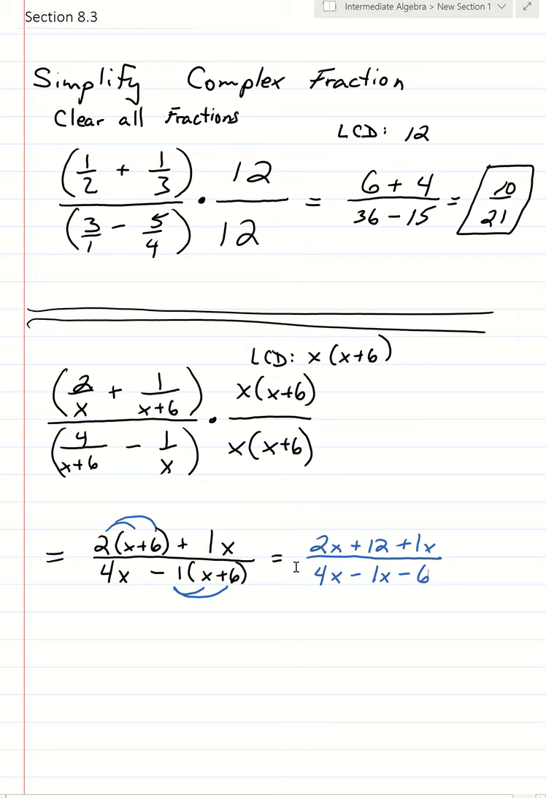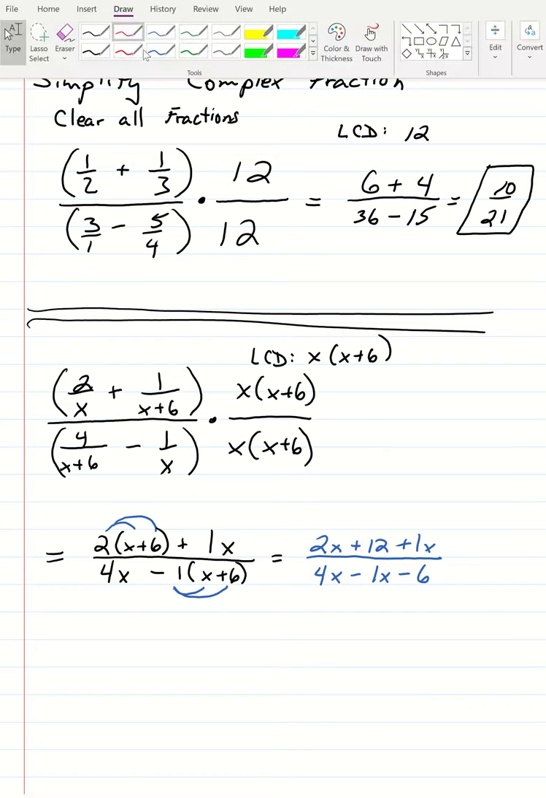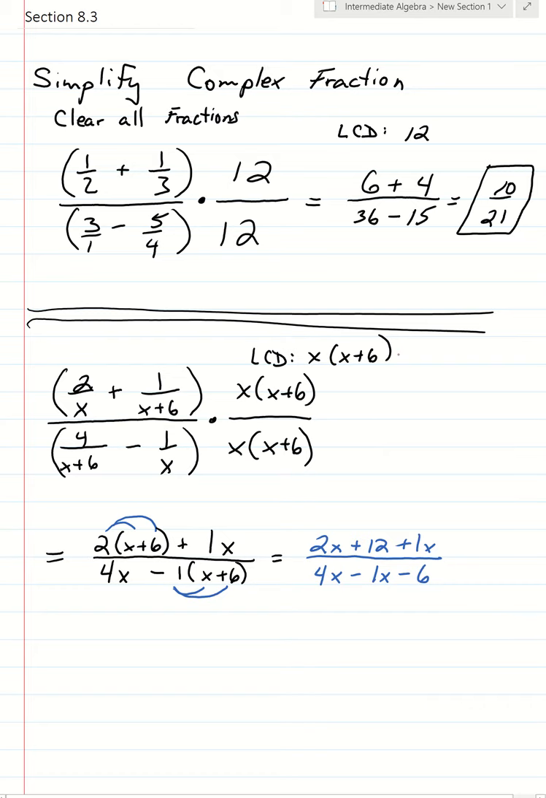So now let's see what I can do here. Now that I did my distribution, I would like to combine my like terms. I have in the numerator the 2x plus the 1x. That, of course, would give us a 3x plus 12 over. In my denominator, I have 4x minus 1x. That, of course, would give us 3x minus 6.